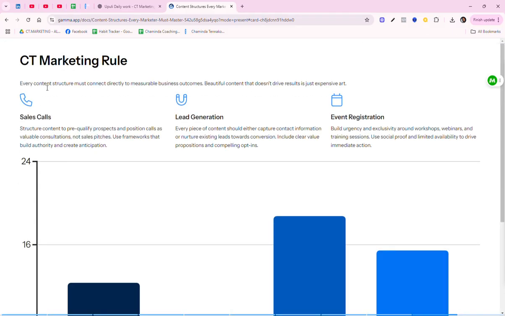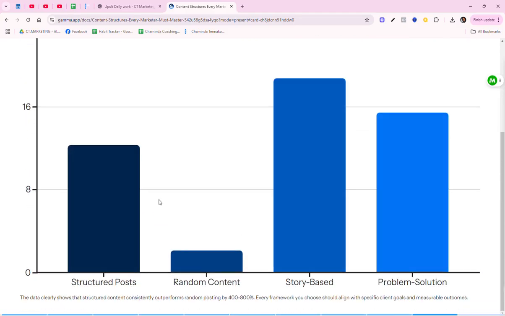So the CT marketing rule: every content structure must connect directly to measurable business outcomes, because the content you create might look beautiful, but if it doesn't generate leads, sales calls, or event registrations for our clients, it's nothing. Because what our clients want is the sales. They want to get return on investment. So after you post content, they want to get tangible results. This data shows how structured content consistently outperforms random posting by 400 to 800%.